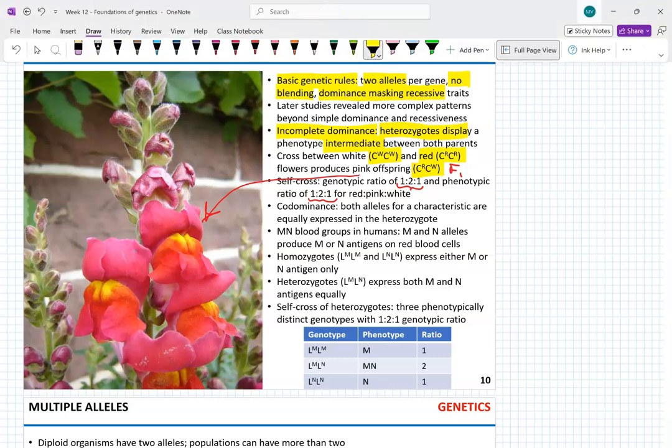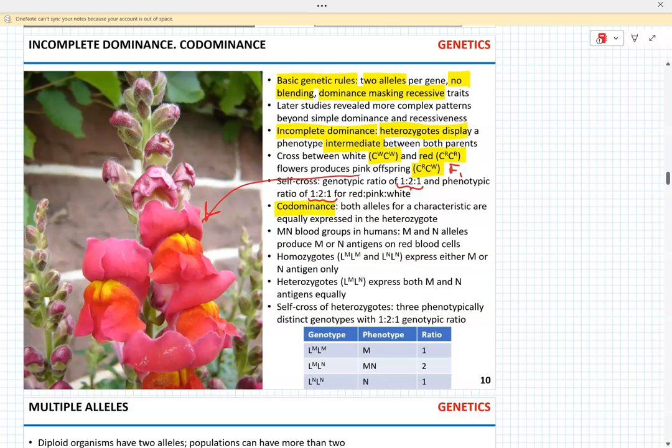Codominance is the situation when both alleles are equally expressed. An example would be the MN blood group in humans. There are two alleles, M and N, that code for M or N antigens on erythrocytes, red blood cells. Homozygotes express either M or N, but not both. But heterozygotes express both M and N antigens equally. So same story, the phenotype and the genotype both follow a 1 to 2 to 1 ratio.